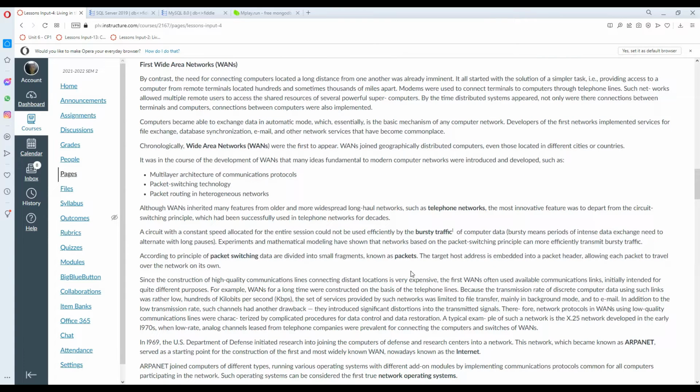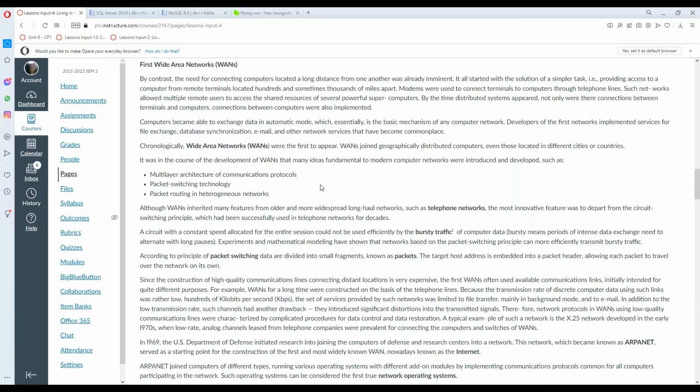Computers became able to exchange data in automatic mode, which is essentially the basic mechanism of any computer network. Developers of the first networks implemented services for file exchange, database synchronization, email, and other network services that have become commonplace. Chronologically, wide area networks (WANs) were the first to appear. They joined geographically distributed computers, even those located in several cities or countries.